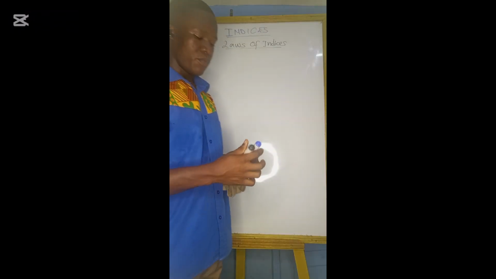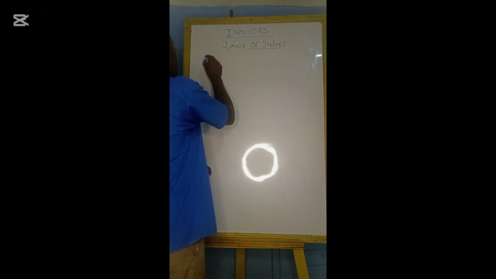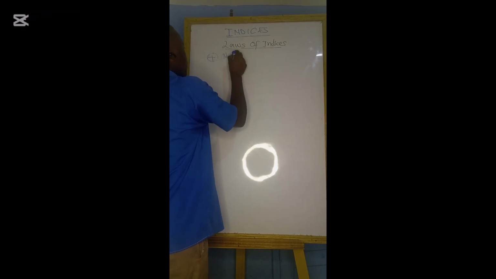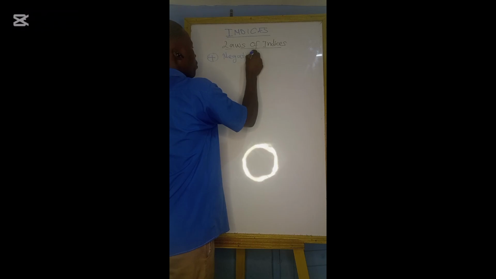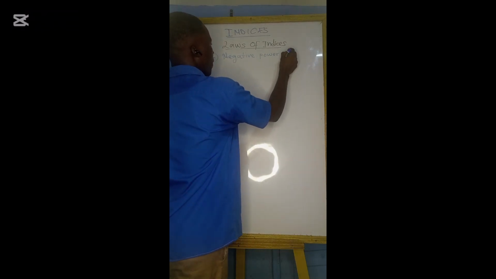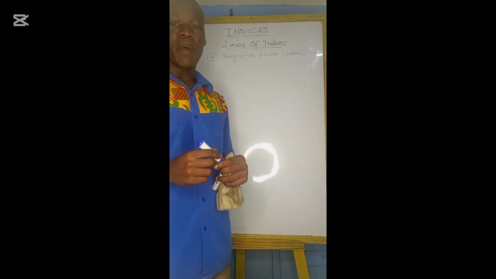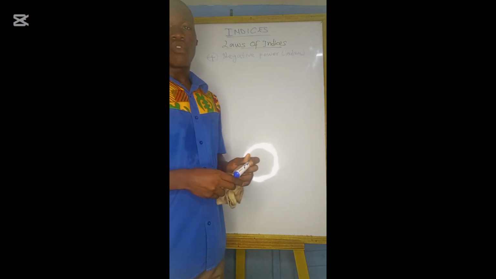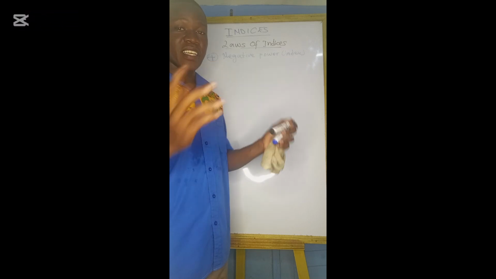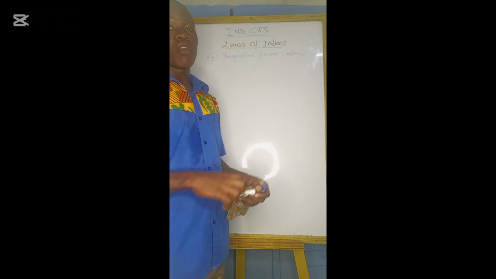Let's look at the fourth law. And the fourth law is about the negative power or the negative index. So the fourth law is the negative power or index. And what does this law talk about? It talks about any number raised to a negative power, or any number that has a negative index or negative exponent. It's equal to the reciprocal of the base.